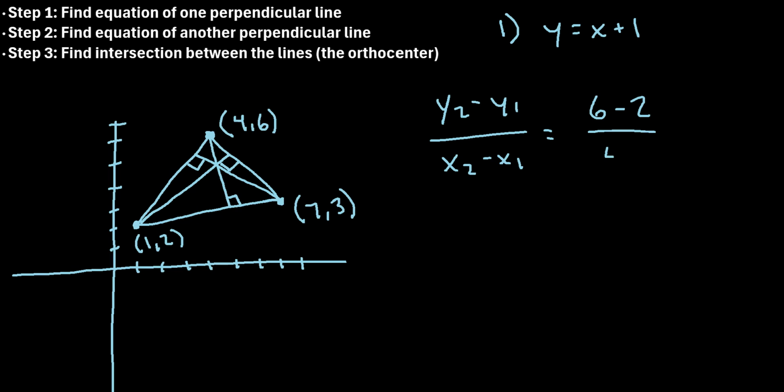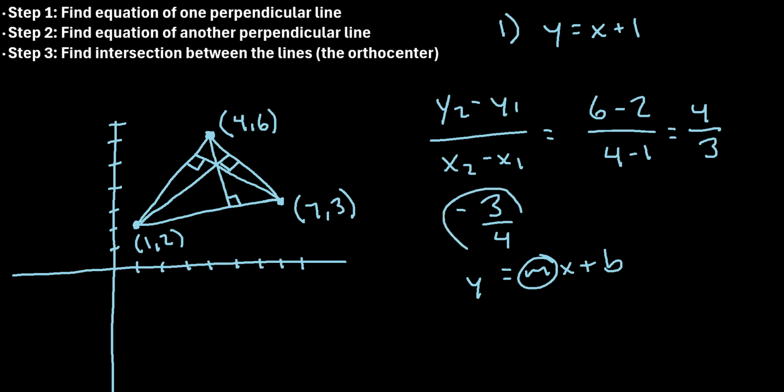So 4 minus 1. So we get 6 minus 2, that's 4, over 4 minus 1 is 3. So the slope of this line right here is 4/3. So the slope of the perpendicular line will be the inverse reciprocal of this, which would be negative 3/4. So remember the trick that we can use again to solve for the y equals mx plus b equation.